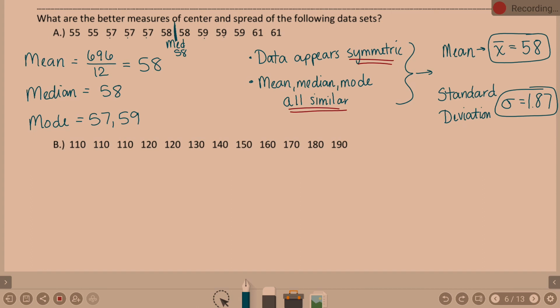One more real quick. Some of you have probably started, knowing how you guys run. In order to decide which measure of center and spread, first thing you're going to do is find your mean, median, and mode.